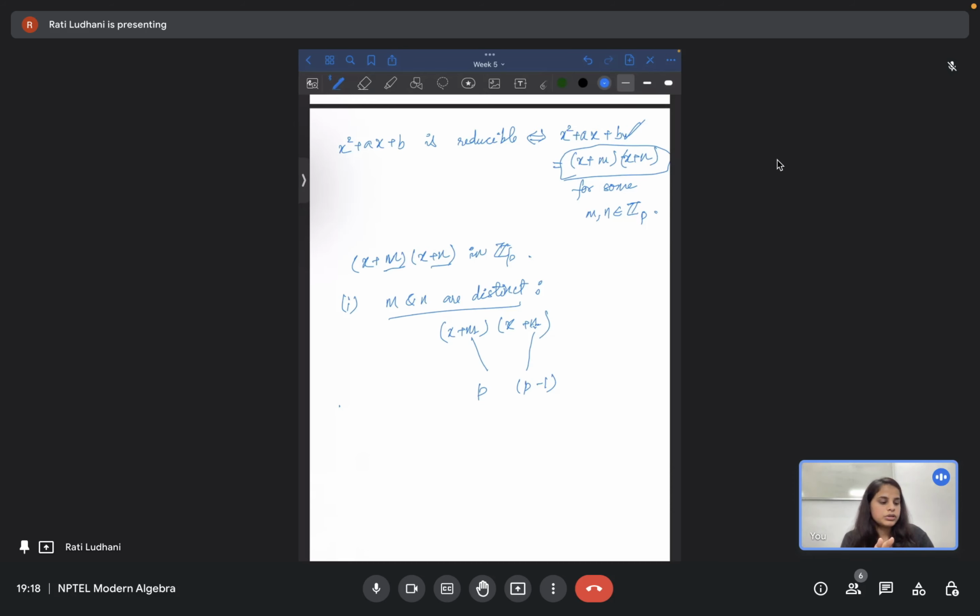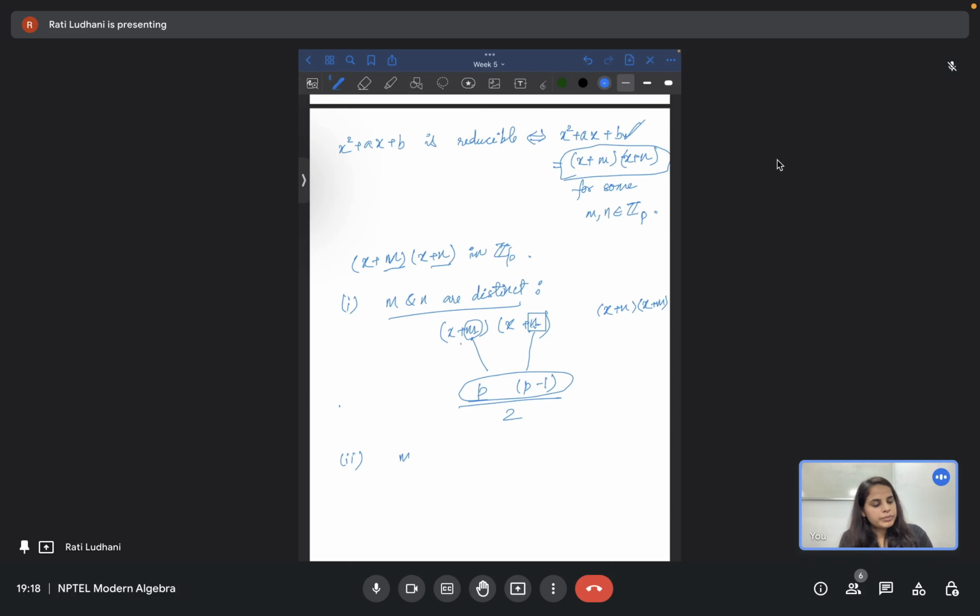Now we need to divide by 2, because x plus n times x plus m is the same as x plus m times x plus n. If you take for example 2 here and 5 there, then x plus 5 times x plus 2 is also the same, right? So everything is counted twice if we just take p times p minus 1. So we need to divide by 2.